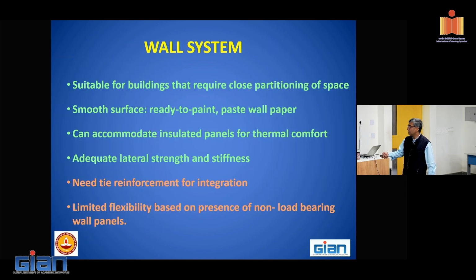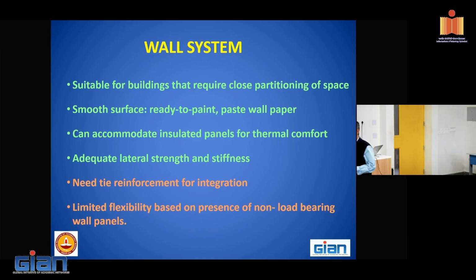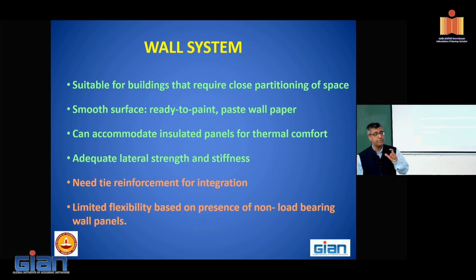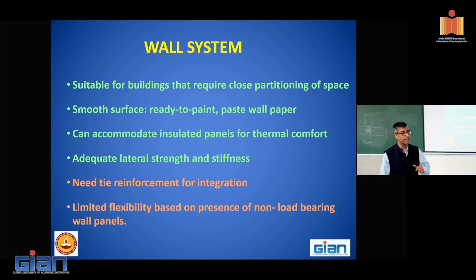They of course need tie reinforcement for integration. You can't just stack them, you have to integrate them properly. And they have limited flexibility depending upon non-load bearing wall panels. So the wall panels, all of them need not be load bearing. There can be some wall panels which are non-load bearing. That means today if I have to partition this room into 2 auditoriums, I will place a wall which I can knock off if I don't need. That flexibility can be brought in a priori by the architect.